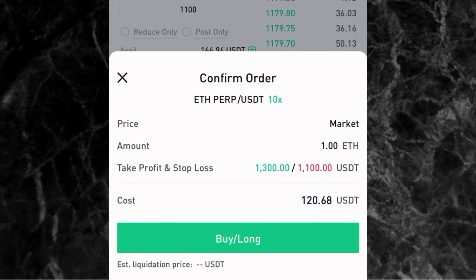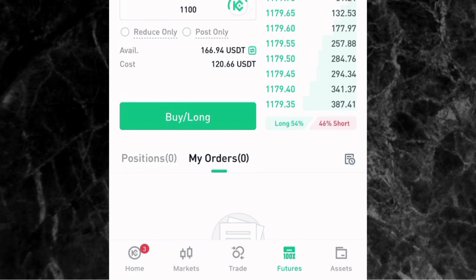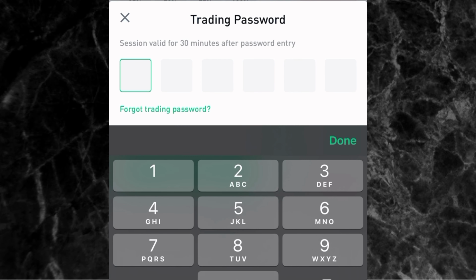So if I tap on buy or long, it will tell me to confirm the order. So you can see the price is the market price. So we are entering immediately. That's the meaning. And the amount of ETH you are trading is 1 ETH. And then you can see your take profit and your stop loss. And you can see the cost right here, which is just 120 USDT. Then you tap on buy or long. And after that, you'll be asked to enter your trading password.